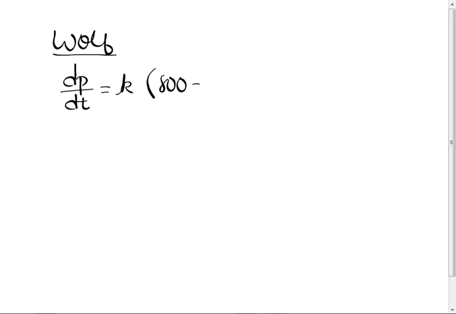P represents the number of wolves in population at time t years. The population is increasing at a rate. This is the wolf problem. The population increases at a rate proportional to, that means it's going to be some number multiplying 800 minus P. It's still the same thing. I mean, you could multiply that out. It's exactly the same as the parachute problem. Different numbers. I want to find P in terms of t and k.